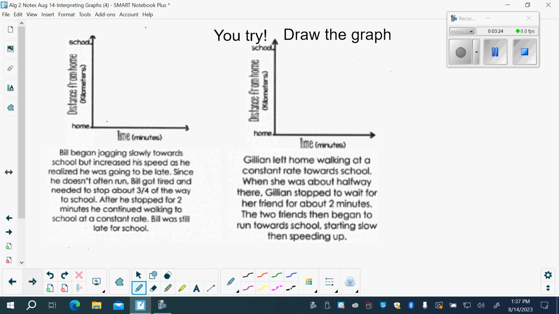Bill began jogging slowly towards school, but increased his speed as he realized he was going to be late. Since he doesn't often run, Bill got tired and needed to stop about 3/4 of the way to school. After he stopped for 2 minutes, he continued walking to school at a constant rate, but was still late for school.